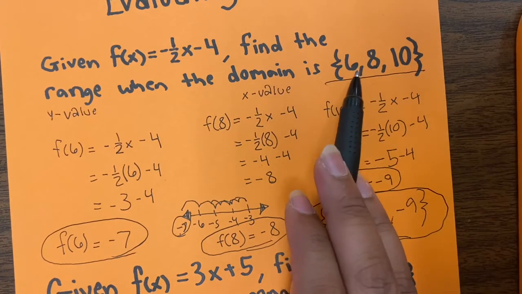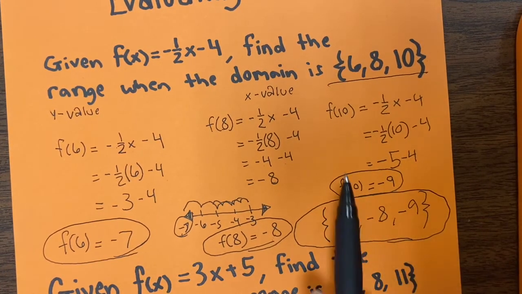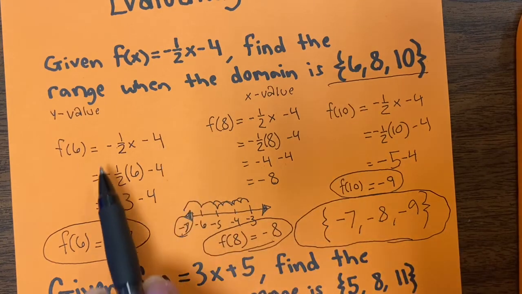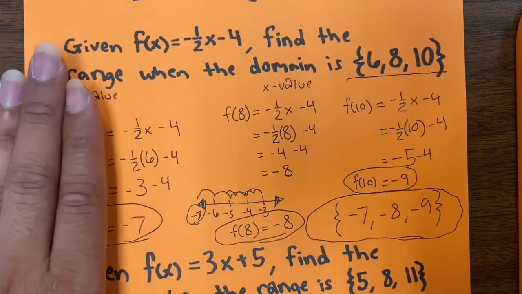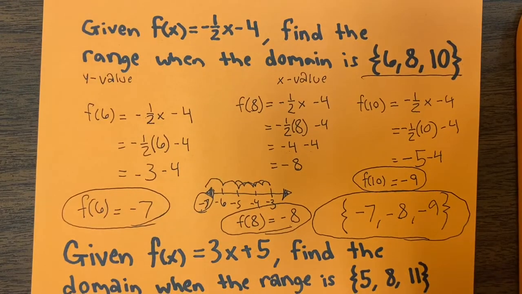So if you have a domain like this, you'll find a range like this by plugging in these values and seeing what happens to the equation. Notice I didn't do anything with the left sides. All I'm doing is filling in these equations. Let's move to the next problem.